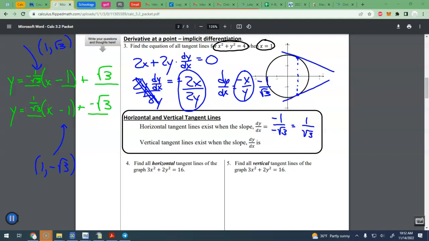Same process as always. It's just now you got implicit instead of a regular derivative. Question on that one? Okay, erase, or is that one still right?